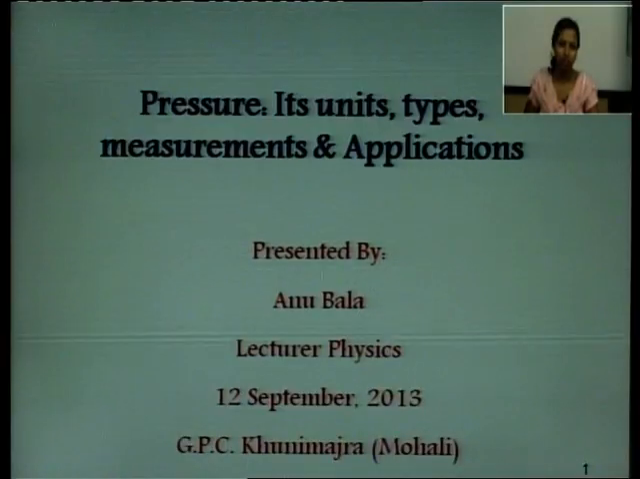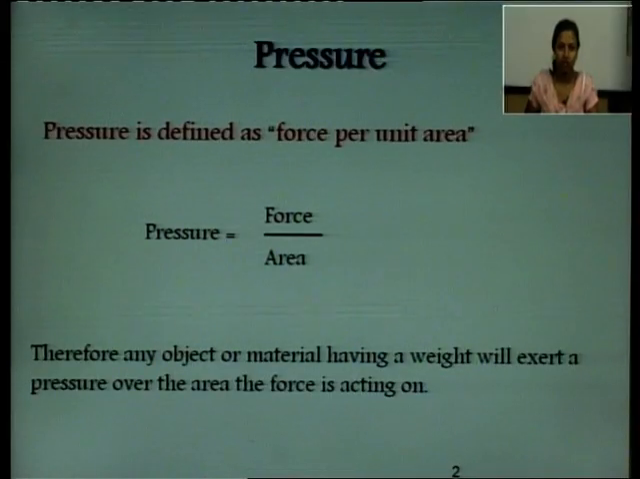Today I will discuss pressure, its units, types, measurement and applications. So, first is the concept or definition of pressure. Pressure is defined as force per unit area. So, pressure is equal to force upon area.